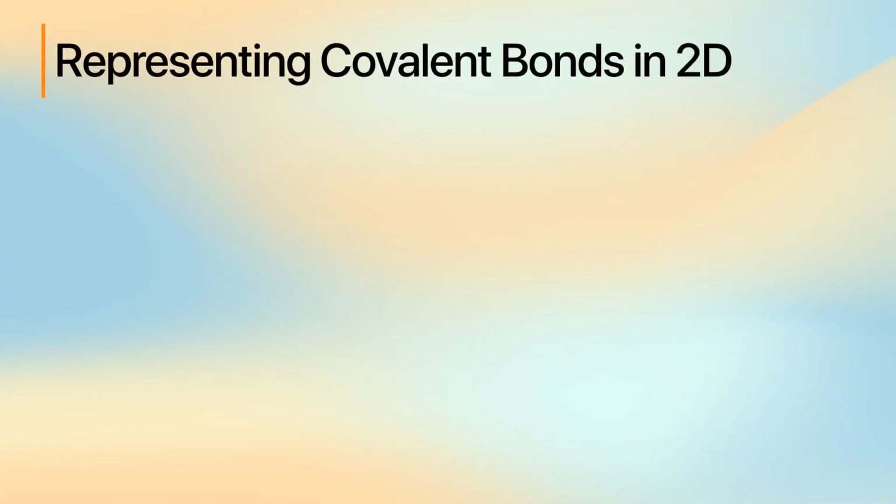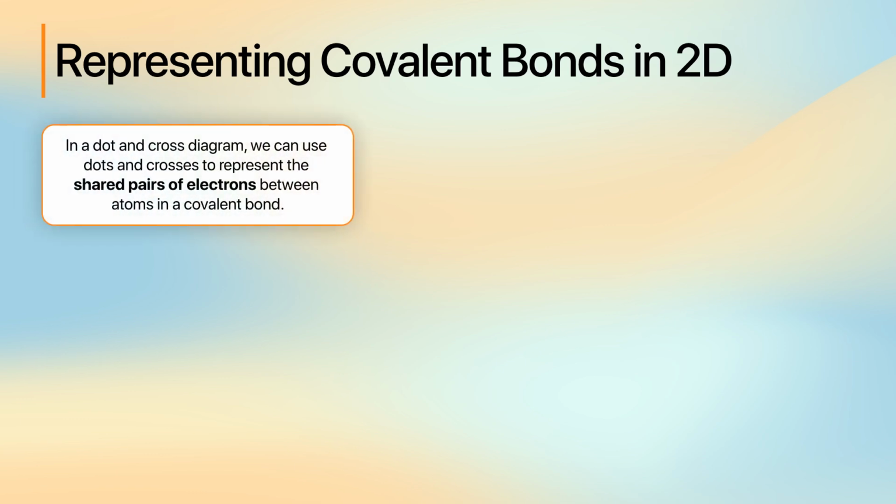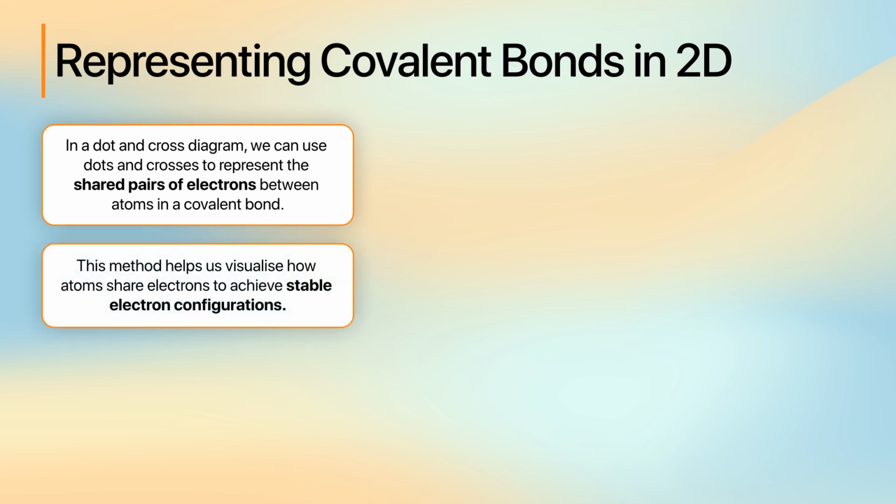The second method we'll examine is dot and cross diagrams, which we've previously seen with visualizing ionic compounds. In a dot and cross diagram, we can use dots and crosses to represent the shared pairs of electrons between atoms in a covalent bond. This method helps us visualize how atoms share electrons to achieve stable electron configurations.